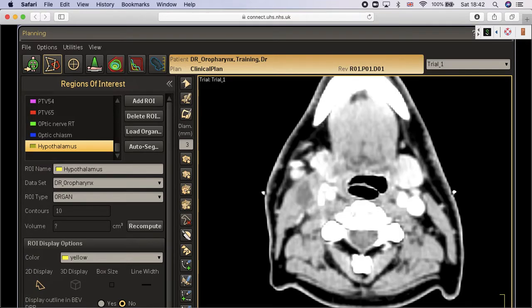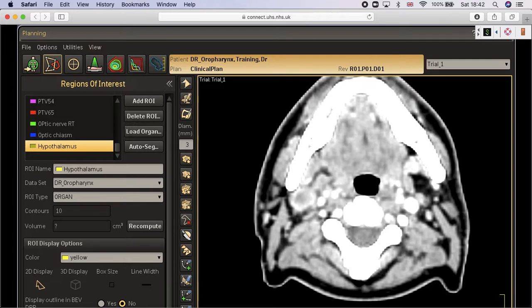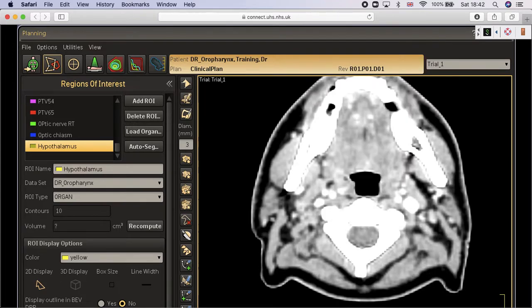I think the third risk structure we need to familiarize ourselves with nowadays is the pharyngeal muscles.